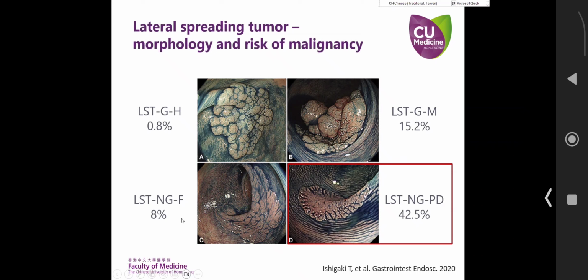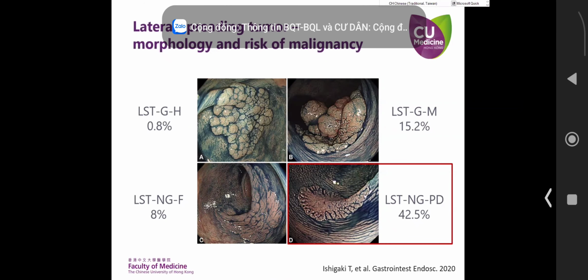But for the non-granular types, it means there's no elevation component. So the whole lesion is a flat lesion. For the non-granular type, it is very important to determine whether there are any depressed areas. If there's a depressed area in the non-granular type, nearly half of them have some covert malignancy. That means it harbors some malignant cells inside. So this is very important to take note of.